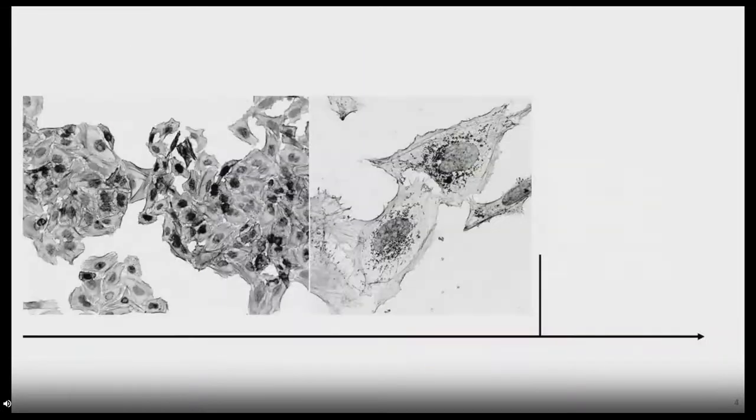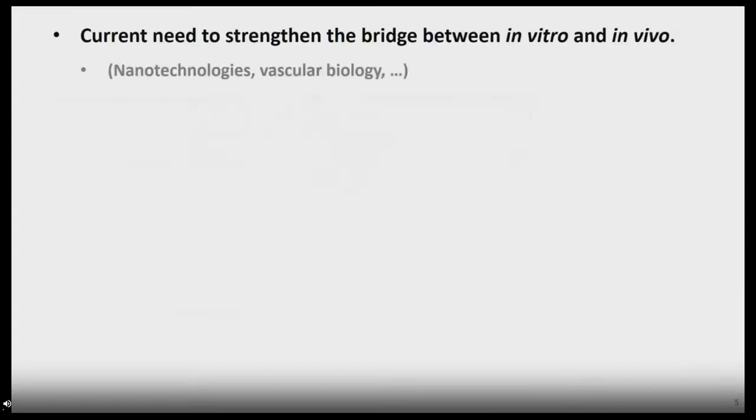But a lot of the imaging advances have benefited the in vitro studies, as you can see with this very nice picture of cell culture with the Dragonfly. The problem is, in some fields, there is a gap between the in vitro studies and the next step, the in vivo. And there is a current need to strengthen this bridge, especially for fields such as nanotechnology and vascular biology, which are about complex 3D structures and environments.